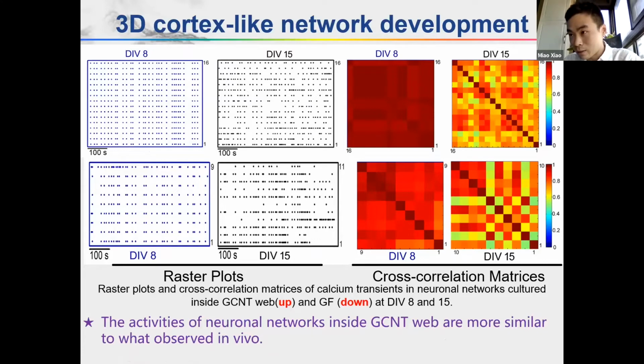Here we can see on 8 days and on 15 days of the culture, the neural network inside the graphene foam and the GCNT web have different types. Also, we compare the cross correlation. From the cross correlation, we can compare the synchronism of the neural network. From the GCNT web, we can see that on 8 days the synchronism is more significant than on 15 days.